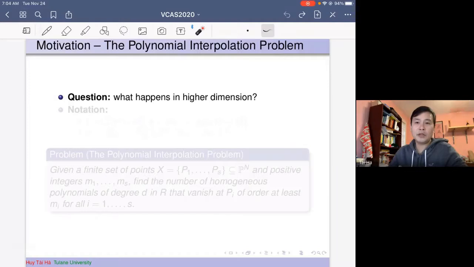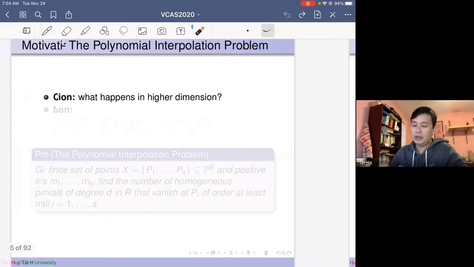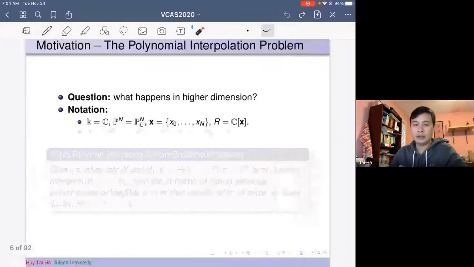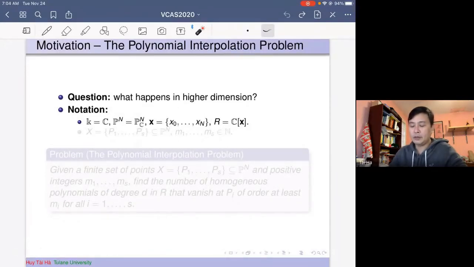So, of course, the question is what happens in higher dimension, and that is where the polynomial interpolation problems come into play. So before studying the problem, let me fix some notation. Throughout my talk, the field is going to be the complex numbers. A lot of what I'm going to say is actually true for other fields, but just to be simple, let's keep the field to be the complex numbers.